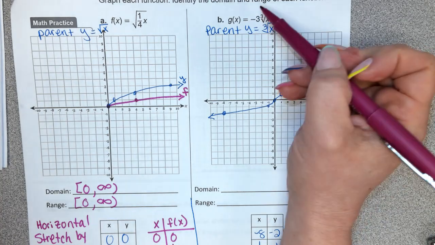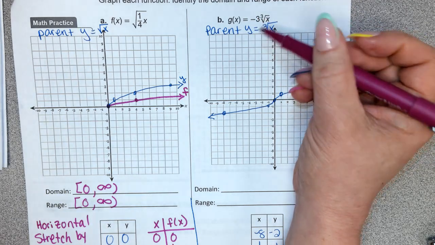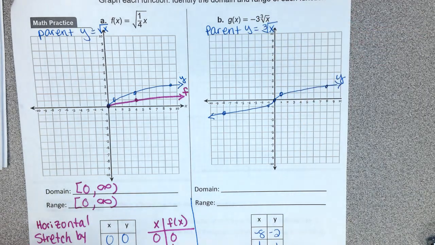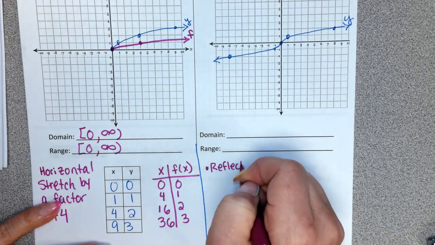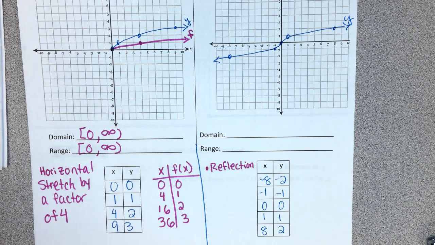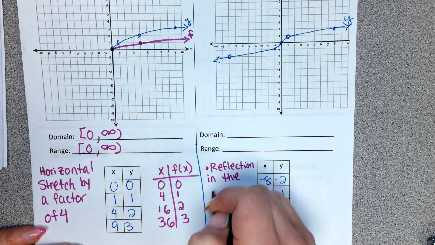For g of x, the first thing I see is a negative right after the equal sign. Whenever I start my function with a negative right after the equal sign, I know that I have a reflection. Because this reflection is outside of the radical, it's going to be a reflection in the x-axis.